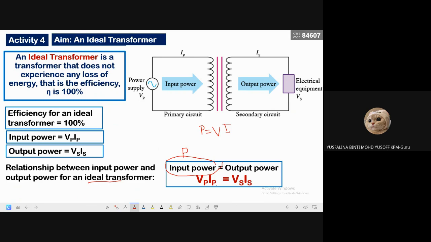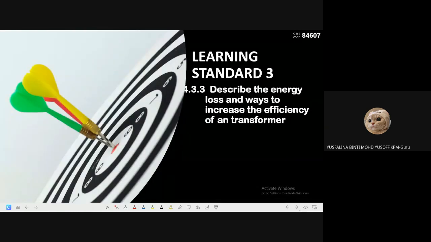So this is the formula only for the ideal transformer, because we assume the input power is the same as the output power, meaning 80 watt. This one also gets 80 watt, but that is impossible to happen. There will be energy loss, right? But if the question sets us that, then we know. VsIs, there are a lot of formulas you actually need to remember.